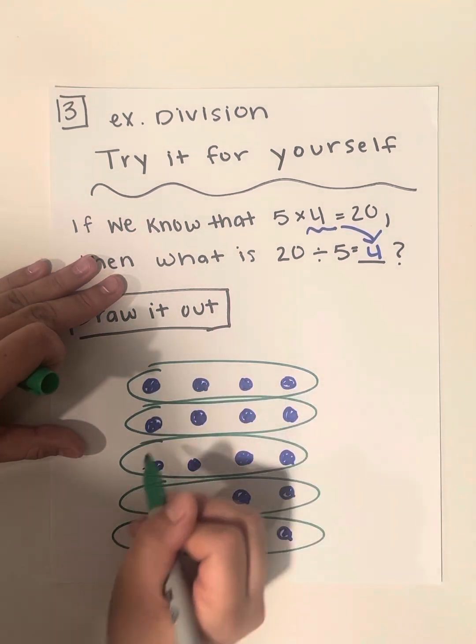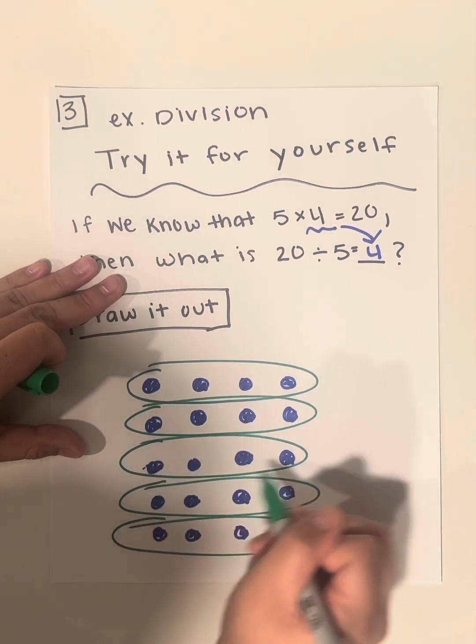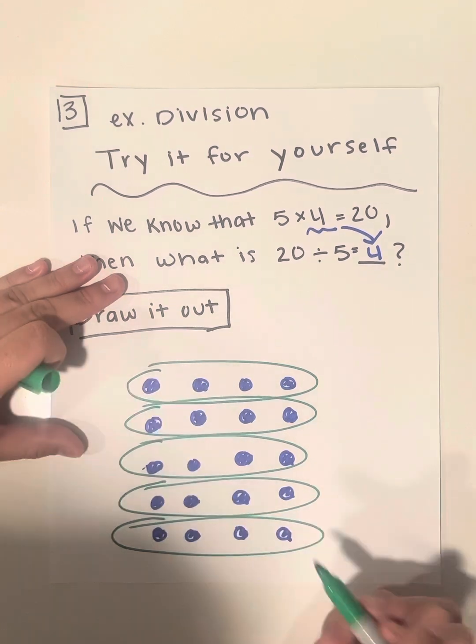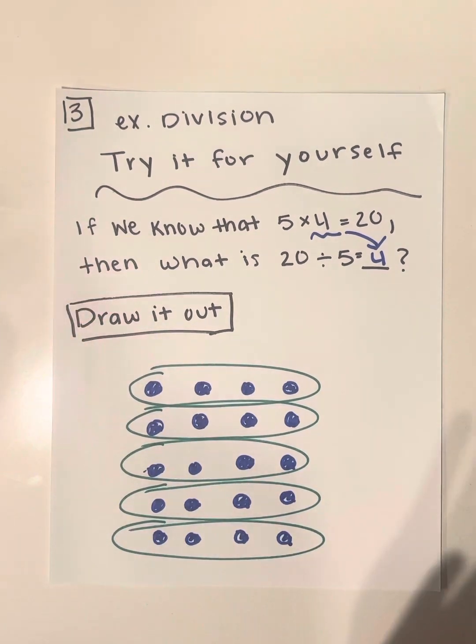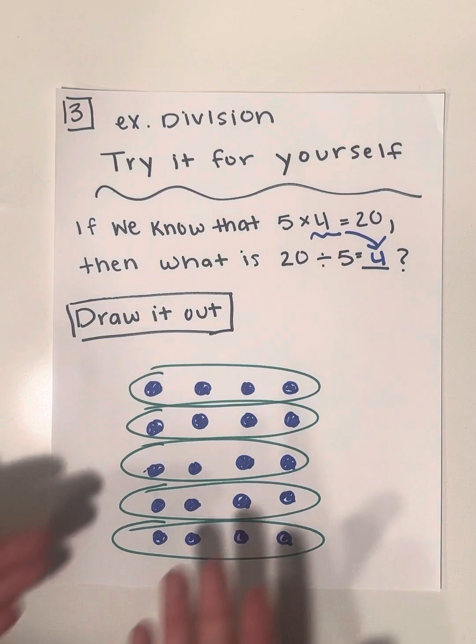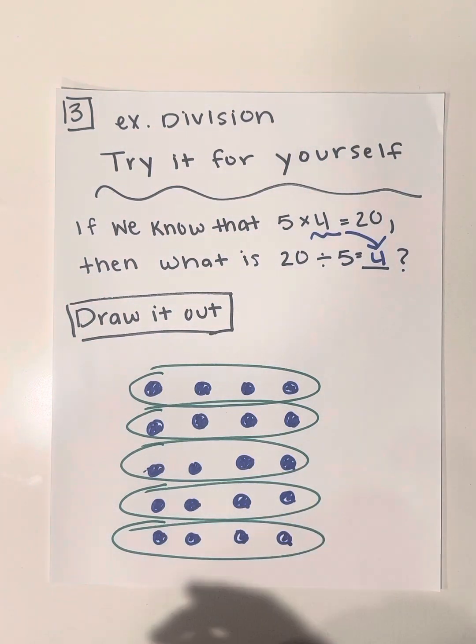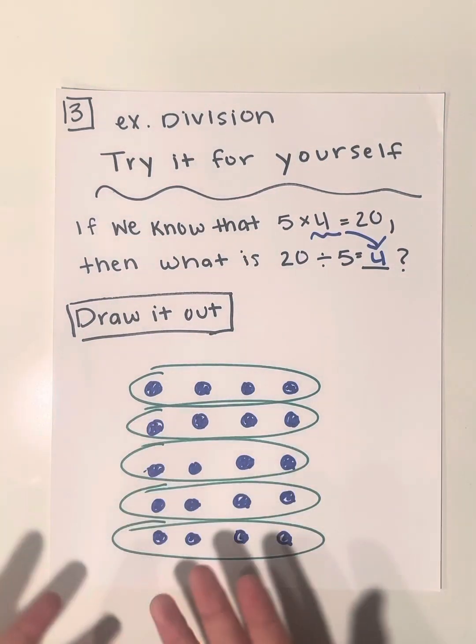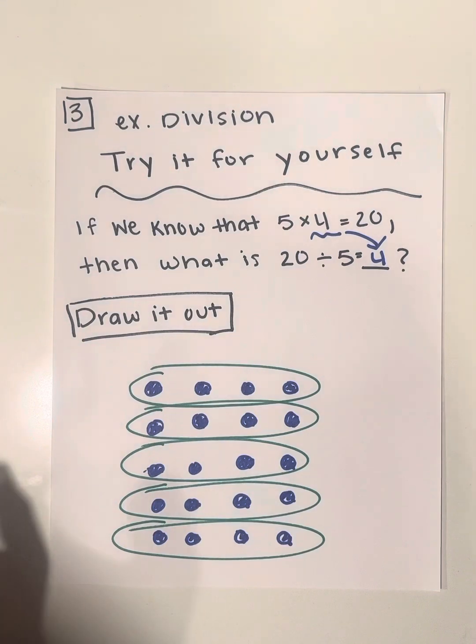1, 2, 3, 4, 1, 2, 3, 4, 1, 2, 3, 4, 1, 2, 3, 4, 1, 2, 3, 4. And we did count our 20 circles beforehand, so we know that there is a total of 20 circles.